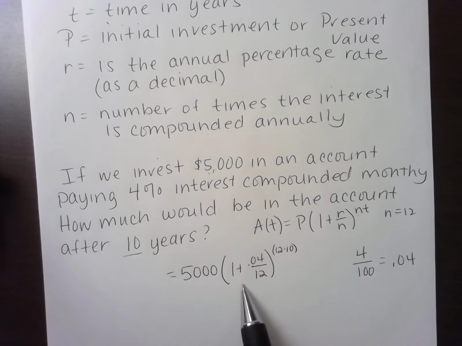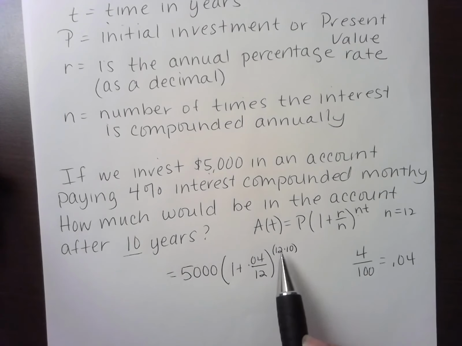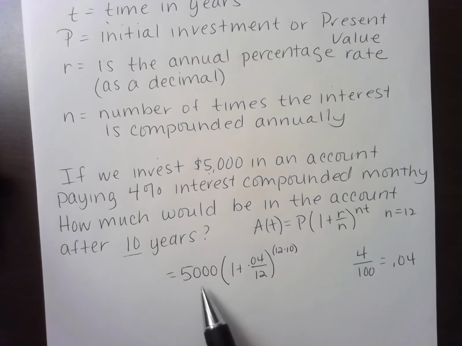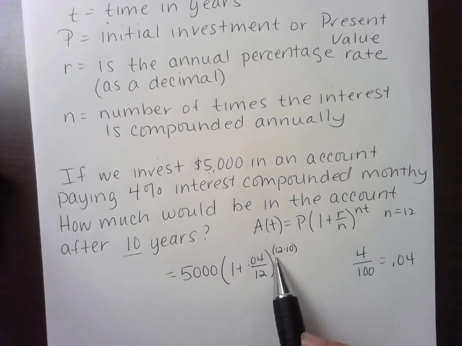Hit enter, and then raise it to this power. Be very careful. I could have just written 12 by 10 here, which is 120. I could have replaced it. But if I'm going to make my calculator do that for me, then I need to put parentheses around my 12 times 10. Otherwise, it'll raise to the power of 12, and then multiply by the 10.